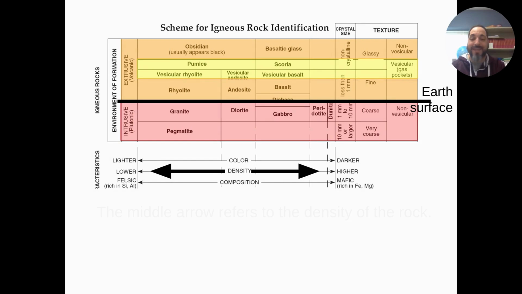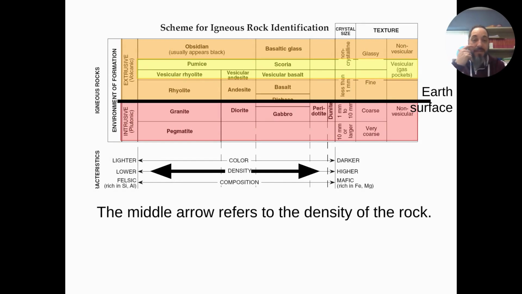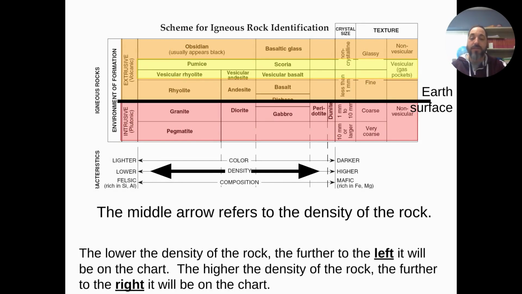The next one is density. So the middle arrow refers to the density of the rock. The lower density of the rock is going to be further on the left-hand side of the chart, while on the right-hand side of the chart, we're going to have higher density minerals that make up the rock.